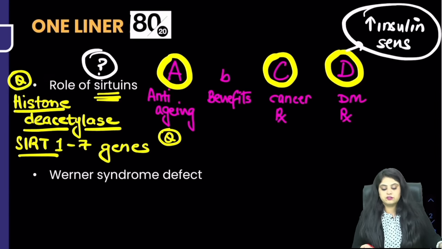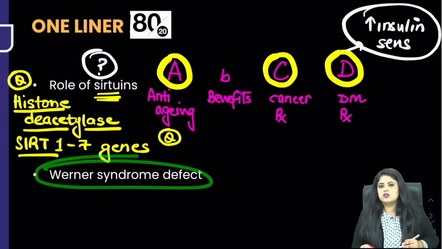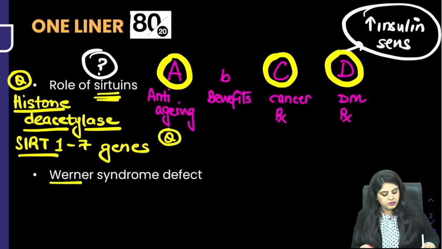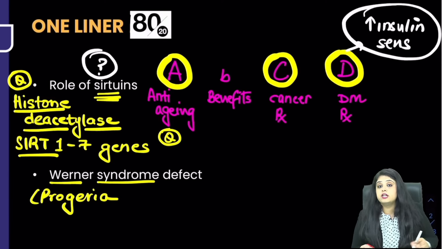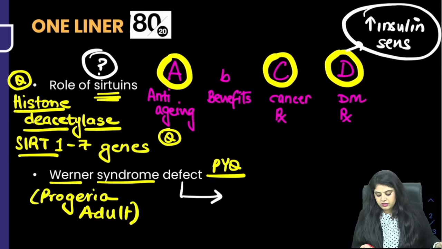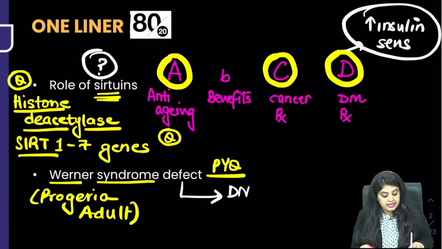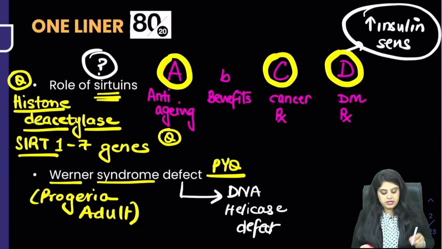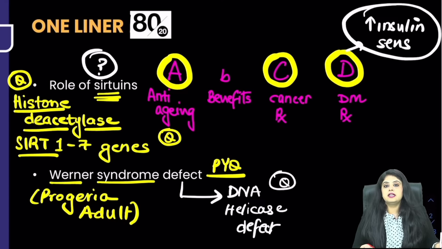Next one-liner. What is Werner syndrome? I think everyone knows Werner syndrome is one of those progeria syndromes. But is it adult progeria or childhood progeria? It's an adult progeria syndrome. So the PYQ that had come was, what is the defect that you see over here? Very, very good. As we all know, DNA helicase defect. Excellent. It's a DNA helicase defect. PYQ of NEET PG 2019. Much, much expected in INI also.